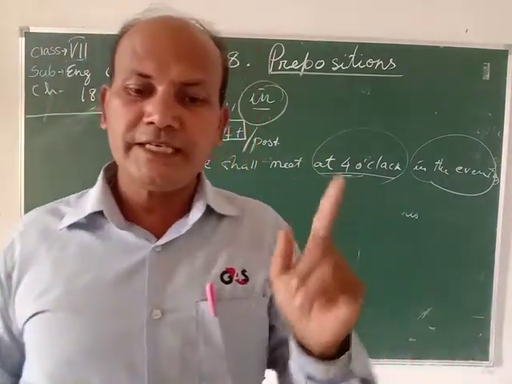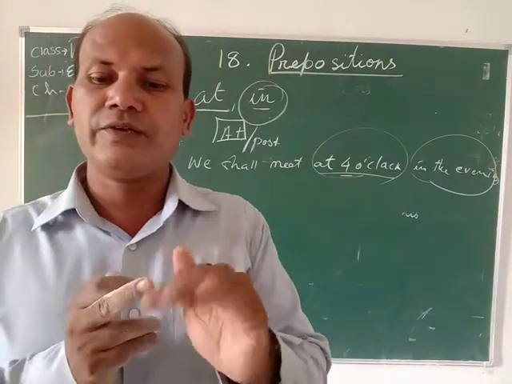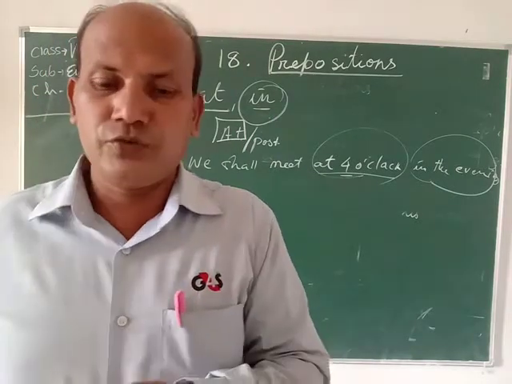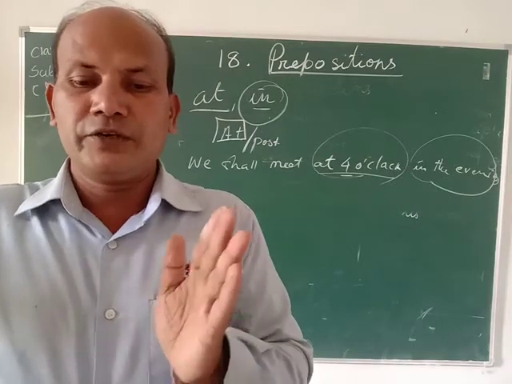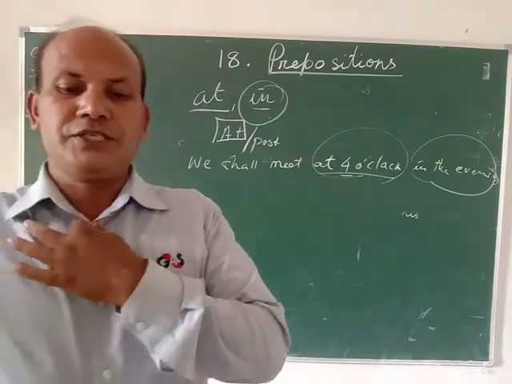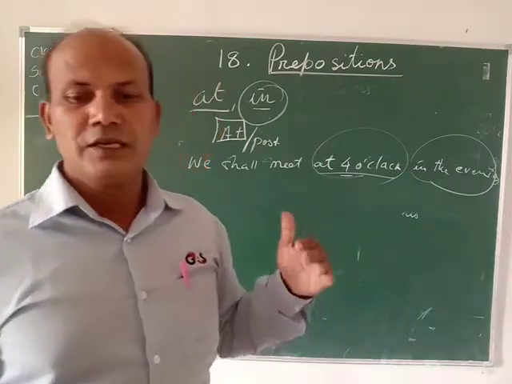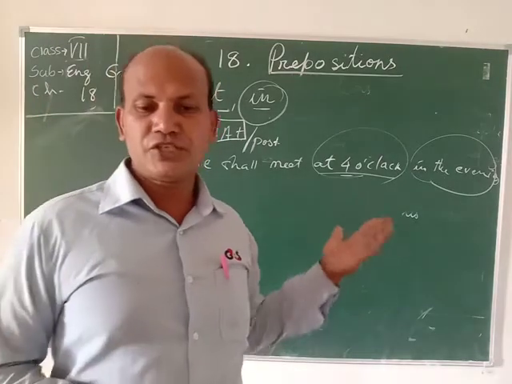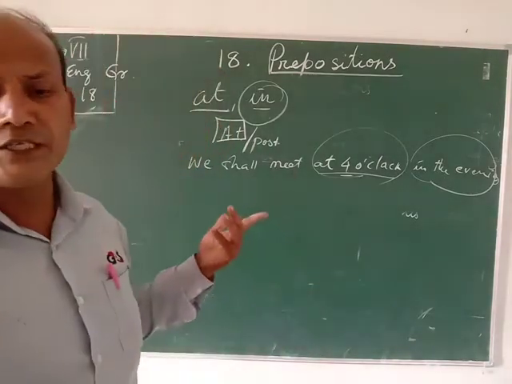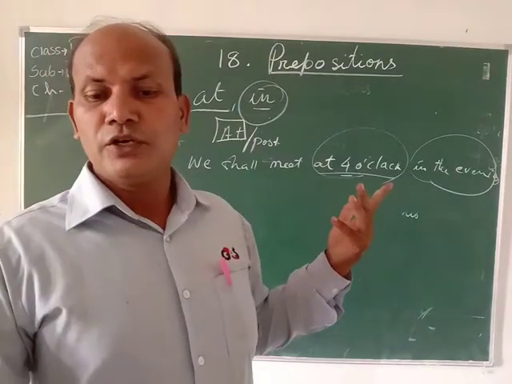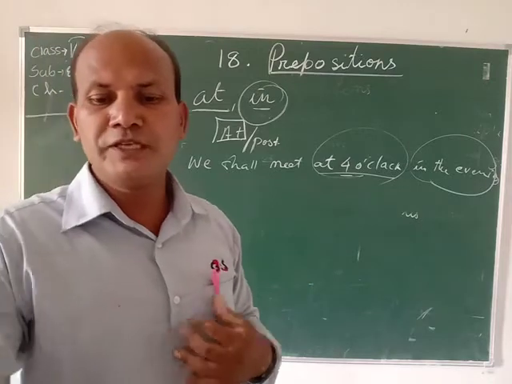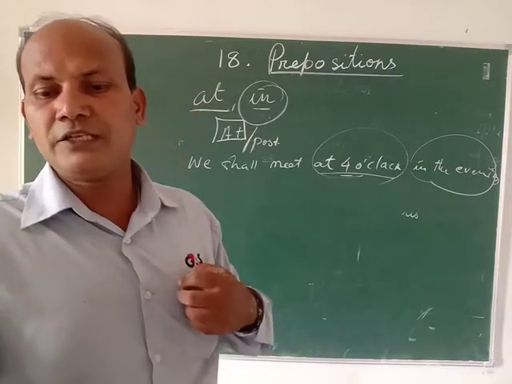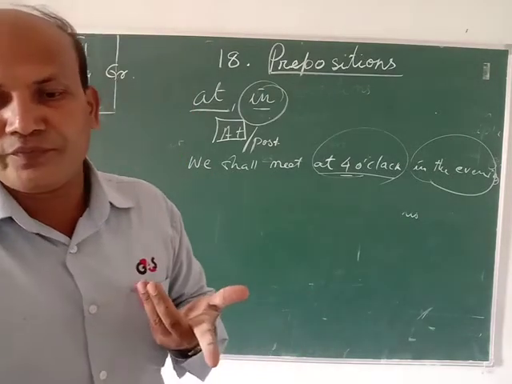So we use in with the names of streets and at when we use the number of the house. The number of the house: at 25 King Street. So that is the difference between number of house and name of the street. Next point is you use at to talk about group activity and shops and workplaces. Just like I am eager to meet Sumedha and her husband at the party tomorrow.